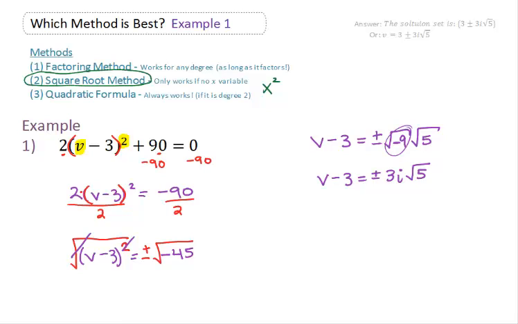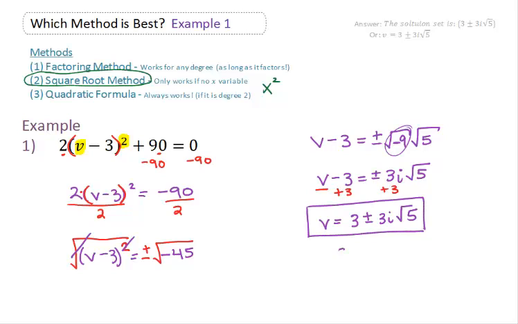My last step in this problem is to isolate my v variable, and I do that by adding 3 to both sides of the equation. That leaves me with v is equal to positive 3 plus or minus 3i square root of 5. Or if the problem asks for the solution set, then that would be the same answers in the braces of this problem.